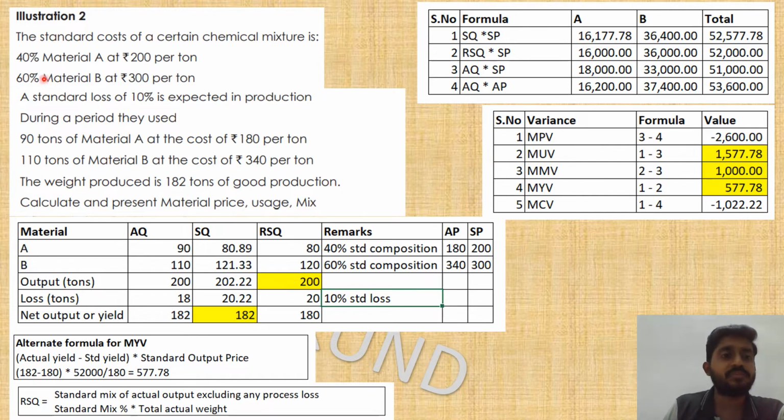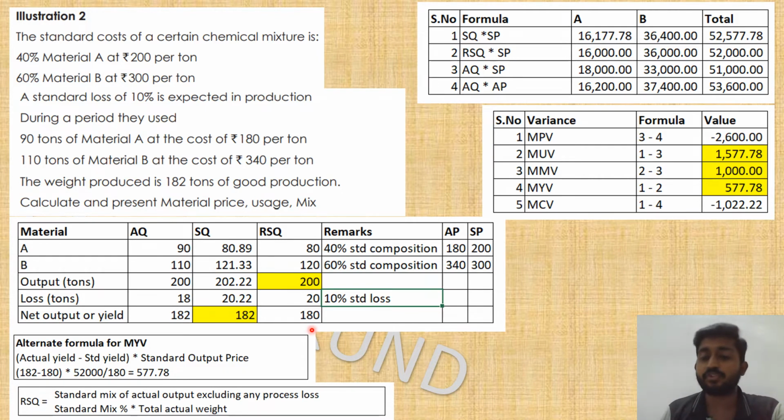As per the question, 40 percentage and 60 percentage is standard. So 40 percentage of 200, 80 tons, is the revised standard quantity of A. Similarly, 60 percentage of 200 is 120, the revised standard quantity of B. Now standard loss is given as 10 percentage. I am calculating 10 percentage of 200, which is 20. So 200 minus 20, 180 is the net output yield. So net yield or net output as per revised standard quantity is 180.